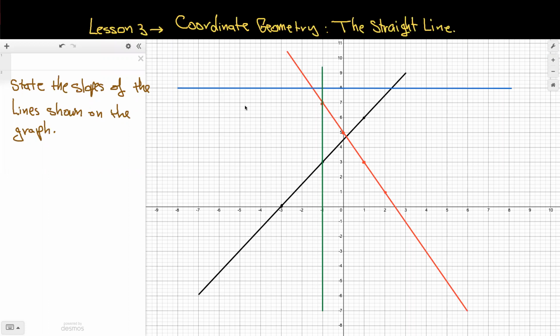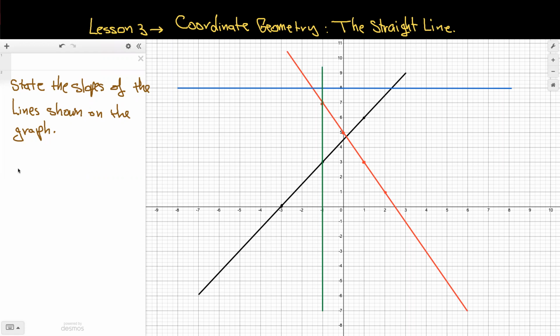So they give us 4 different lines, and they want us to state the slope of the lines shown on the graph. So we'll go to the first one, which is the blue line. But as a matter of fact, I'm not going to go to the blue line. I'm going to go to the black line.